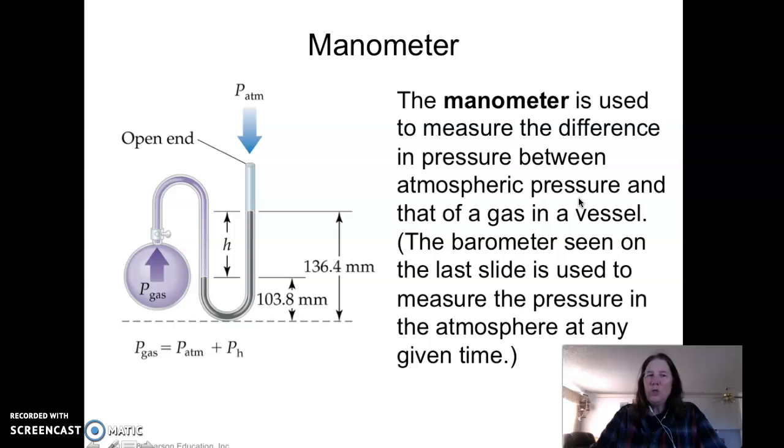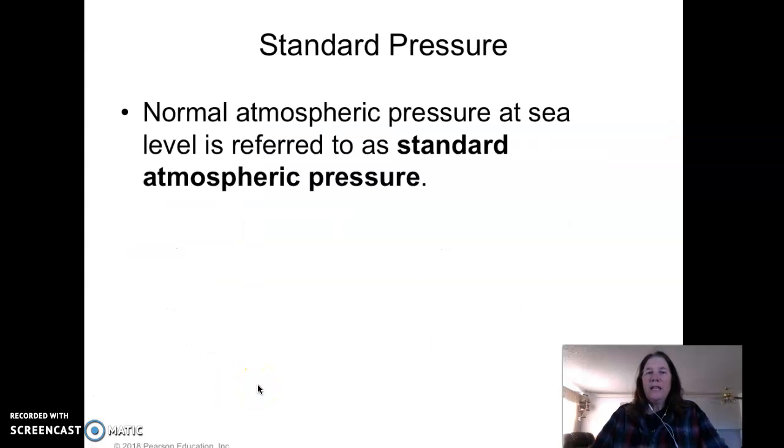Again, they're just using the differences. You can see here's the pressure released by the gas, the difference in the height. And then the tube is open so that the atmosphere can put pressure on it. So the difference between the two, when you add the two together, you would get the pressure of your gas.